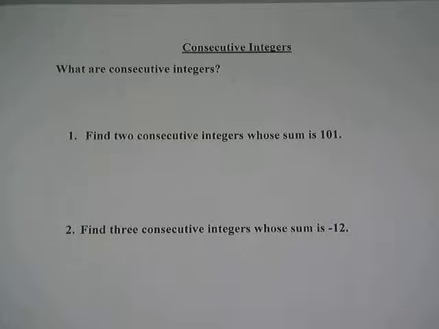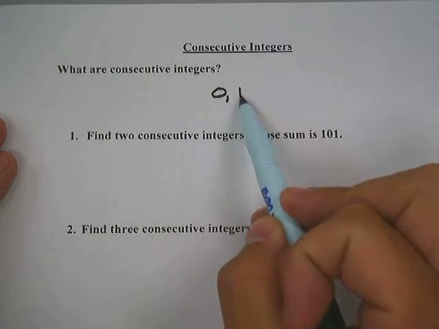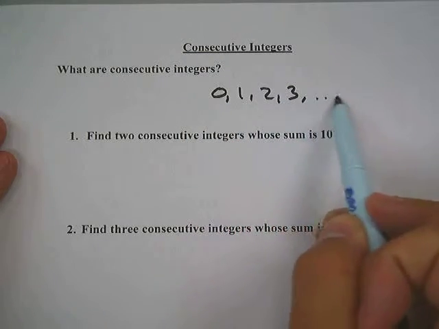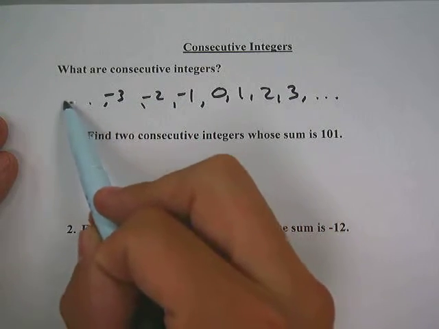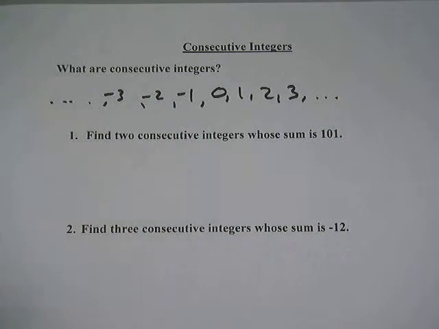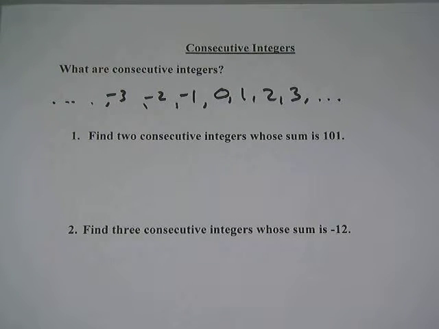Let's talk about consecutive integers. Now, before we even get into how to solve a consecutive integer word problem, we want to first talk about what a consecutive integer is. Well, the word consecutive means in order, so one after another. And integers, as you know, are numbers like 0, 1, 2, 3, and -1, -2, -3, etc. So we're not talking about decimals or fractions or anything like that.